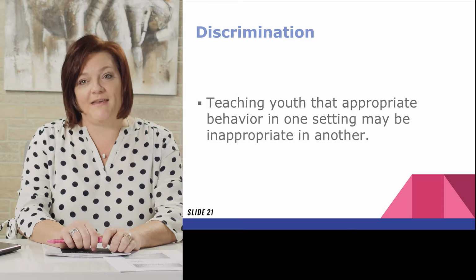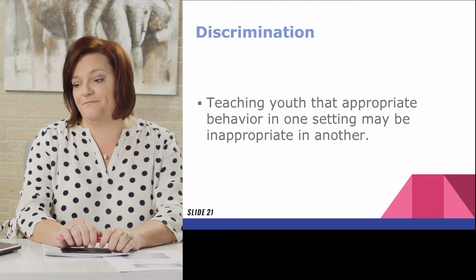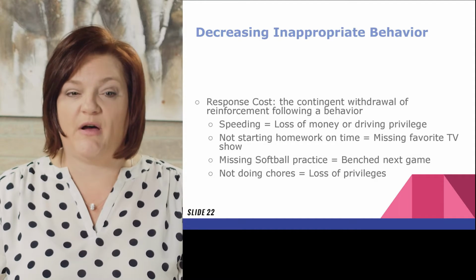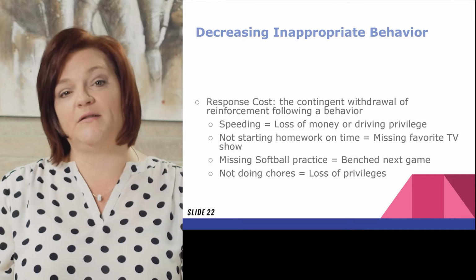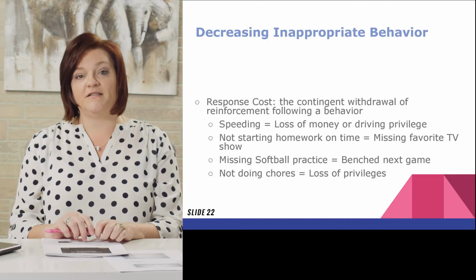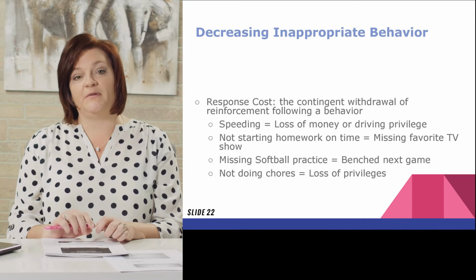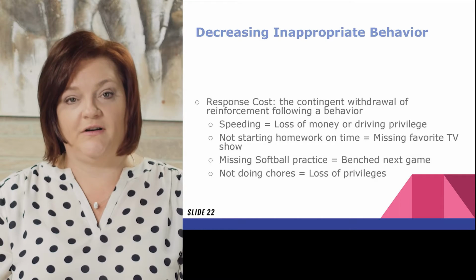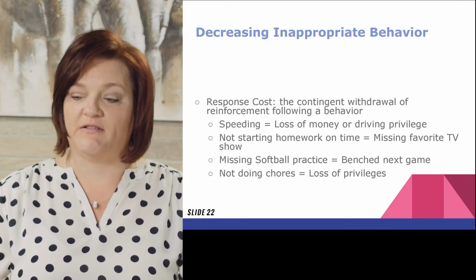So when they learn that, it's really impressive to the people around them that they know how to behave in specific settings in an appropriate way. The main way that we decrease inappropriate behavior is through what we call a response cost. In layman's terms, a lot of people refer to a response cost as a consequence. In social learning theory, consequences can be both positive and negative. So we refer to a response cost essentially as something a child loses because of a negative behavior. So we withdraw reinforcement following a behavior, and that's what we call a response cost.